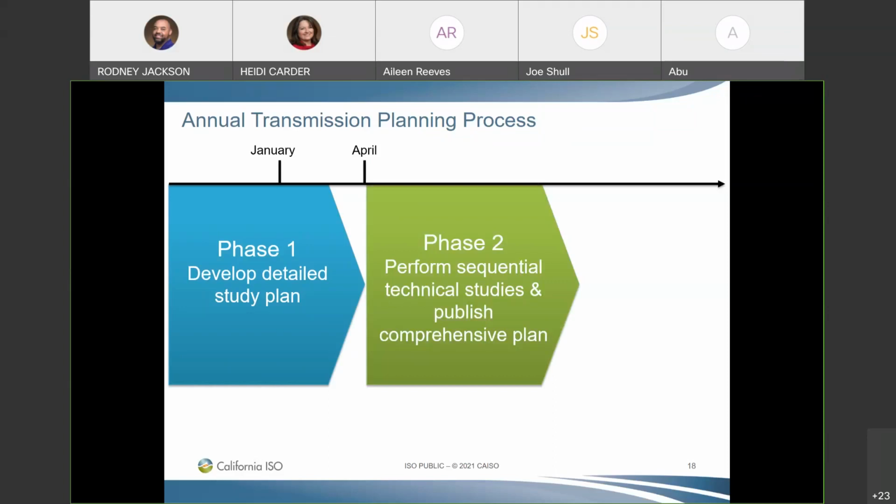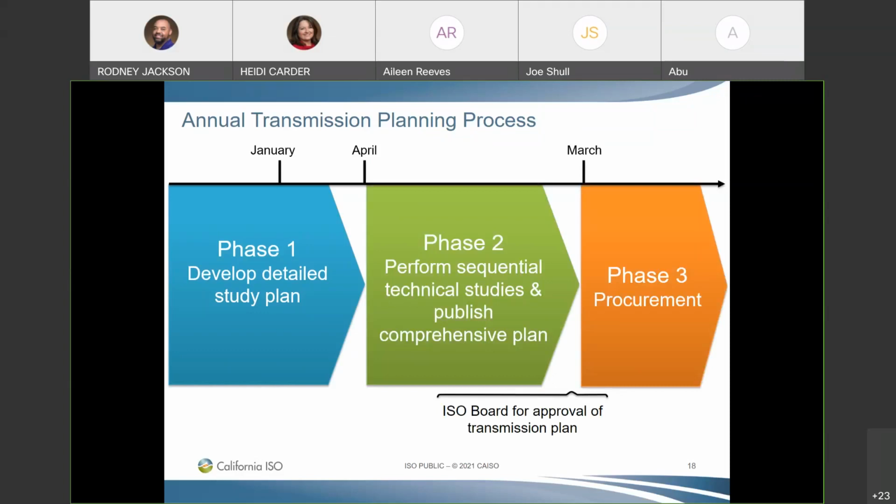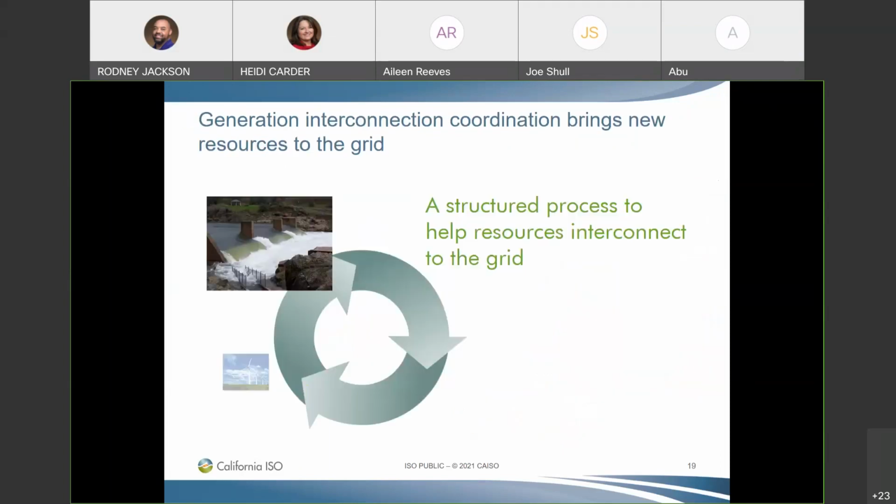So that way, when we get to the third phase and we have to go through the approval for the ISO board, and now we can select proposals to build the needed transmission projects. So it is a definite process that we go through, that we build upon, and it's very structured so that way we can manage these things ahead of time.